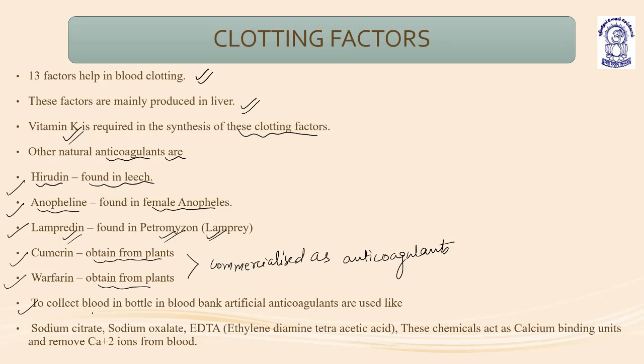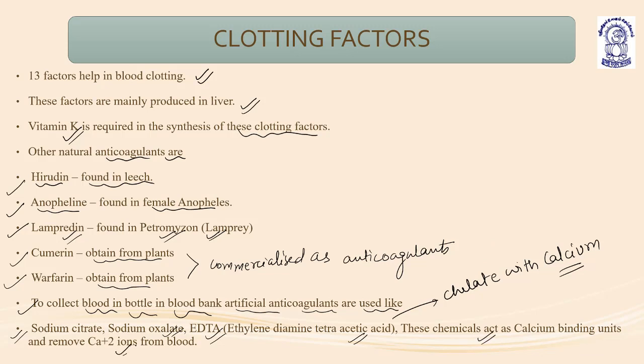To collect blood in bottles in a blood bank, artificial anticoagulants are used. Whenever blood is collected for any type of diagnostic test, that blood needs to be preserved. It should not clot. So we add sodium citrate, sodium oxalate, or ethylenediaminetetraacetic acid. EDTA makes a chelate with the calcium of blood, and calcium is essentially important in all the steps of blood clotting. These chemicals act as calcium binding units and remove Ca2+ ions from the blood.